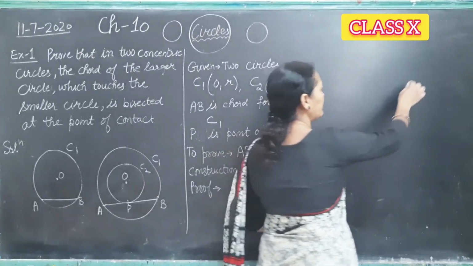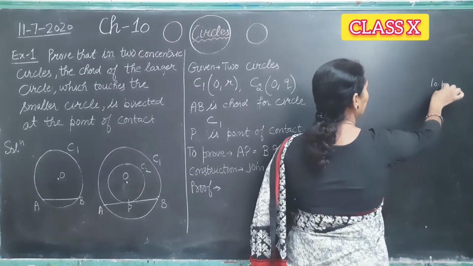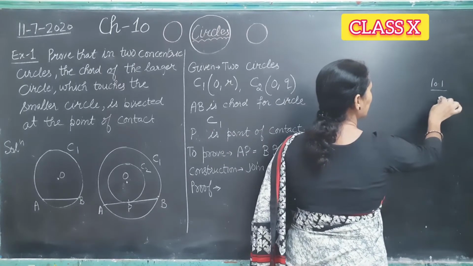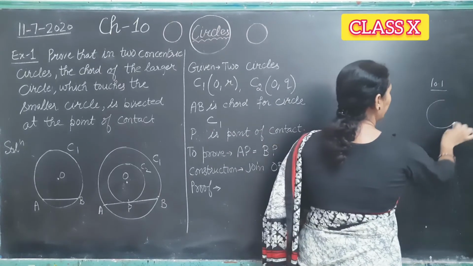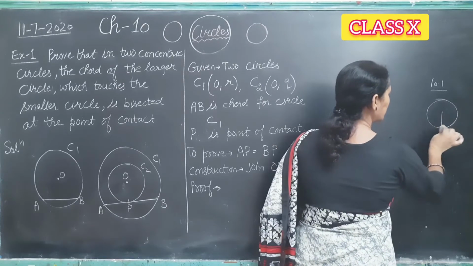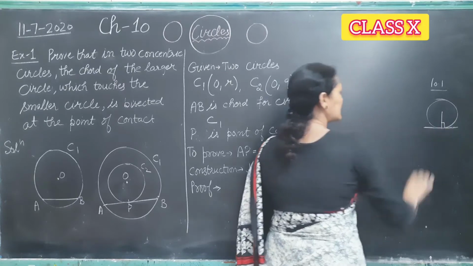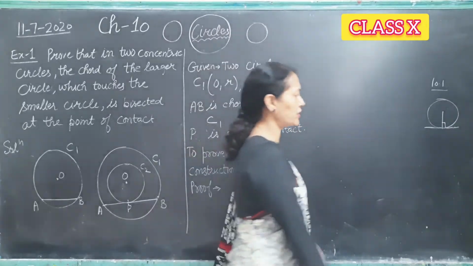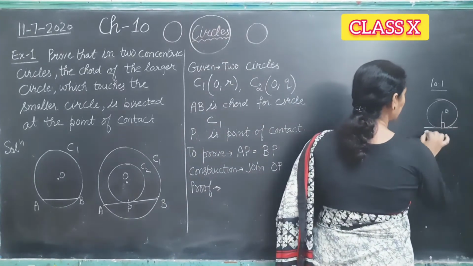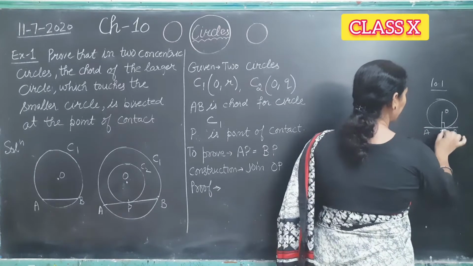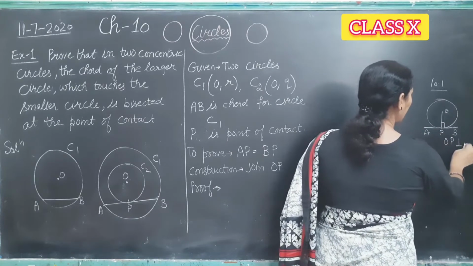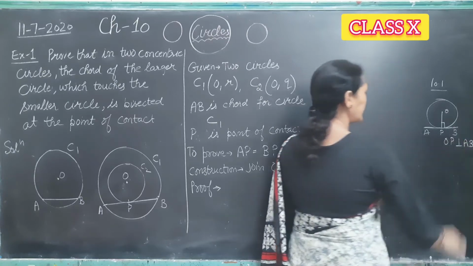In theorem 10.1, we have learned that whenever we draw a radius and tangent, this is tangent, they are perpendicular to each other. We have learned that OP is perpendicular to tangent AB.